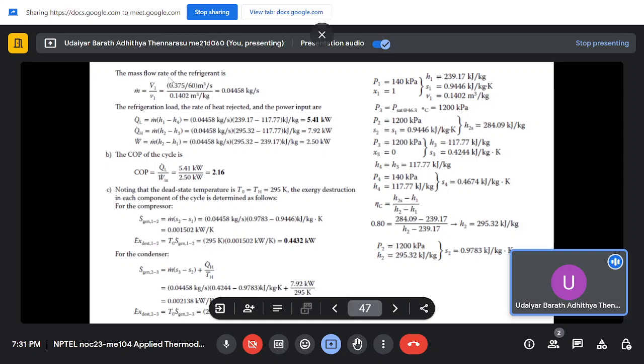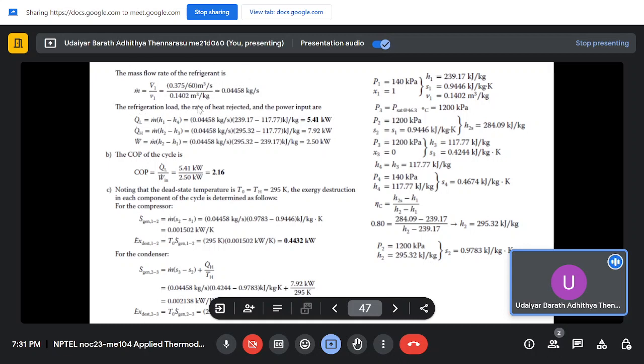So we know the mass flow rate of the refrigerant. So m is V1 by specific volume. We know the volume flow rate, which is 0.375 liters per minute. So divide by 60 and multiply by 10 power minus 3 to convert into meter cube. Divide by specific volume, and it will come out to be 0.04458 kg per second. So this is the mass flow rate.